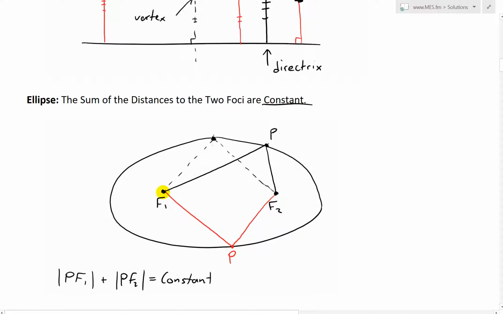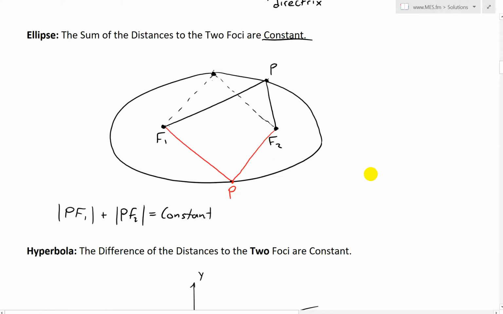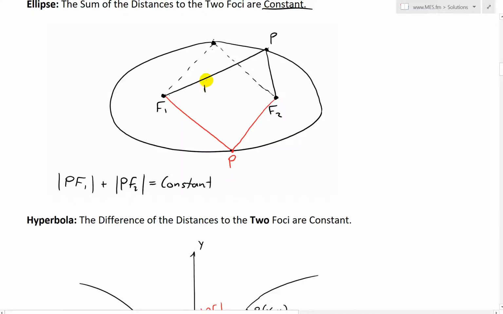You can even see it visually. If the point is over at this point, then the distance from focus 1 to here, added to the distance to the other focus, should equal the same sum at another point. Notice how it's smaller here, but it extends further out over there. So PF1 plus PF2, the distances to the foci, are constant.